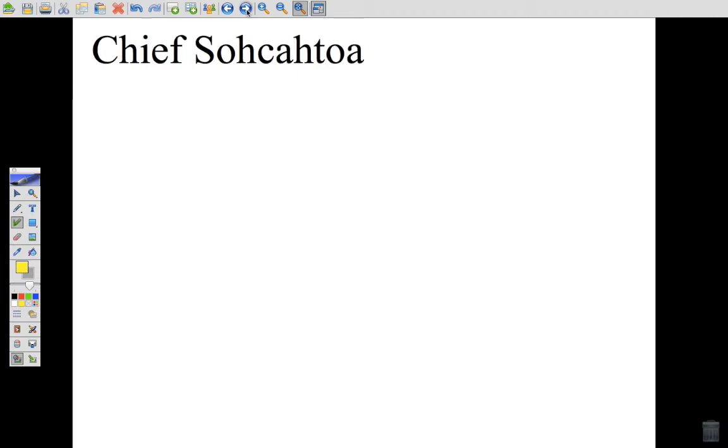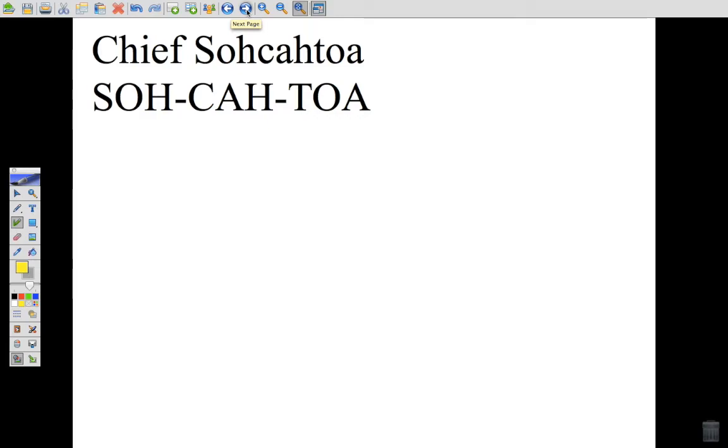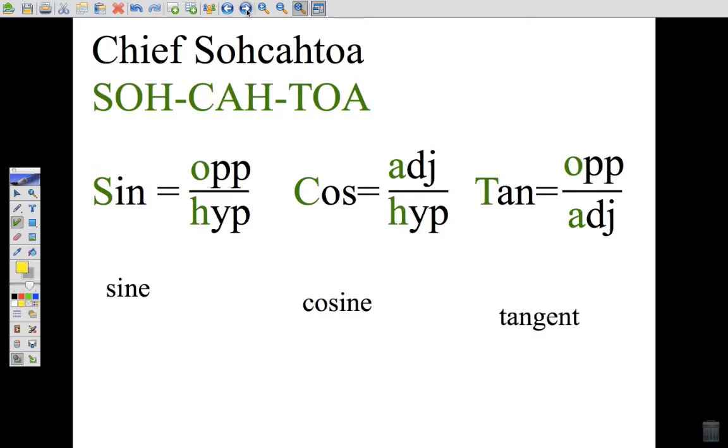Now that truly is just a fictional story, but it helps us remember the acronym SOH-CAH-TOA that leads us to our three trigonometry functions: sine, cosine, and tangent. Sine of an angle is calculated by the opposite side length divided by the hypotenuse length, thus SOH. Cosine is calculated by taking the adjacent side length divided by the hypotenuse, the CAH part of SOH-CAH-TOA. And lastly, tangent is TOA, opposite length divided by the adjacent.